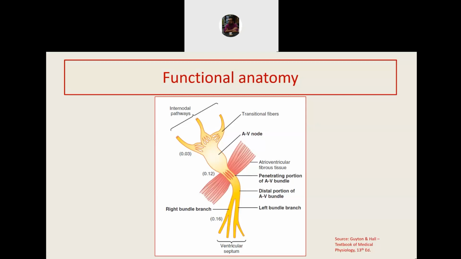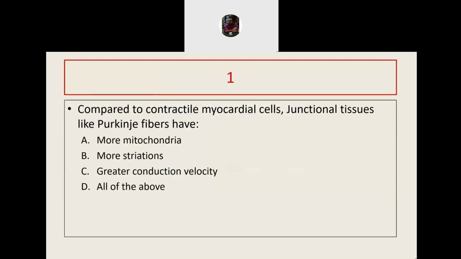So let us try the questions that we started with and see if we can answer them correctly now. We start with question number 1 again. Compared to contractile myocardial cells, junctional tissues like Purkinje fibers have... What is the right answer now? Wonderful. So undoubtedly the answer is C, greater conduction velocity. Options A and B are wrong.